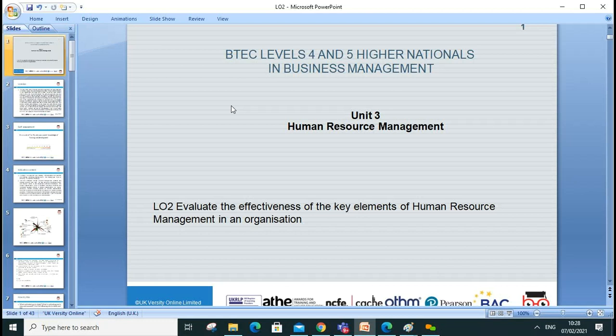So today's lesson will go through LO2, which is about evaluating the effectiveness of key elements of human resource management in an organization. So that's the key thing which we'll go through.